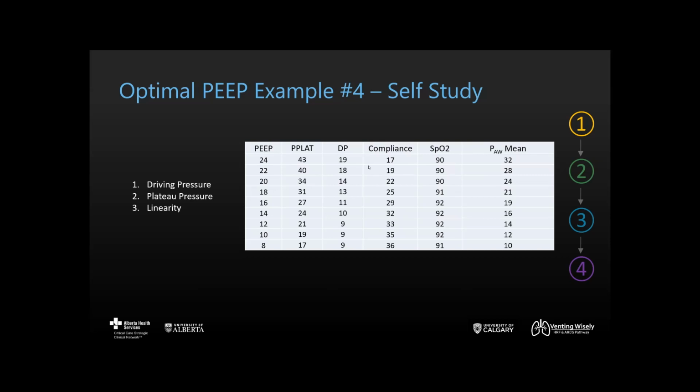Welcome back. For this last table, I would have started at a PEEP of 20, as the PEEPs of 24 and 22 would have been eliminated in the safety check phase. And I would have ended the study at a PEEP of 12 and chosen an optimal PEEP of 14. We can see linearity is initially established at PEEPs of 20 to 18, and then lost going from 18 to 16, reestablished from 16 to 14, and finally confirmed at 14 to 12.